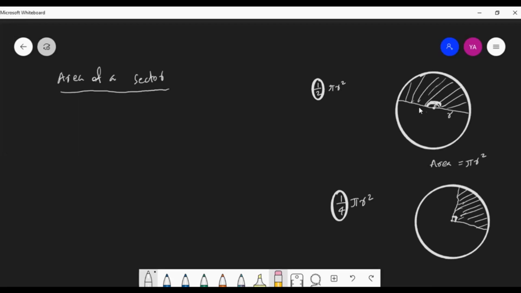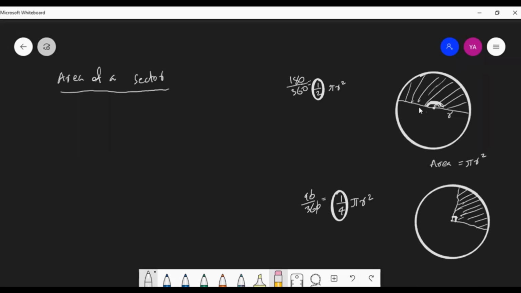Look here. Here the central angle is 180, 180 out of 360. So we can simplify this fraction into 1 by 2, right? In the second picture, this central angle represents 90 out of 360, right? So this can be simplified into 1 by 4. 90 by 360, if you reduce, 0 and 0 can be cancelled. Then 9 in 36 is 4 times. So 1 by 4 will come.